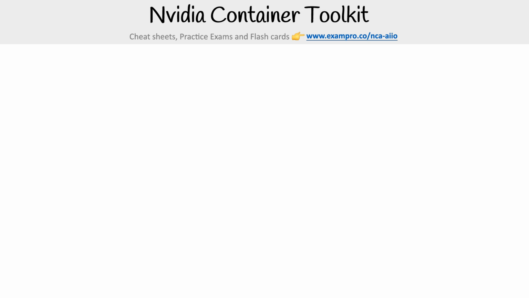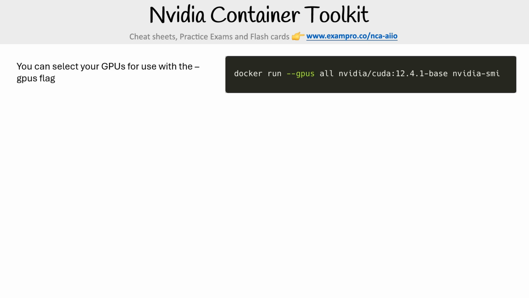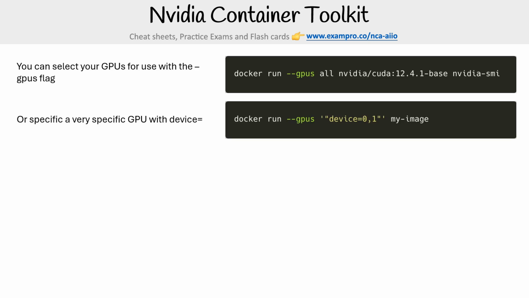There are some options that you would want to know from a practical standpoint, but you might also get these questions on your exam. It might distinguish between these parameters, so it's very important that you know them. I've specifically handpicked these ones to help you on your exam, okay? One thing you can do is select your GPUs for use with the gpus flag. That is the old-fashioned way to do it, the way that I always knew how to do. You say --gpus all, I want to access all of them, okay?